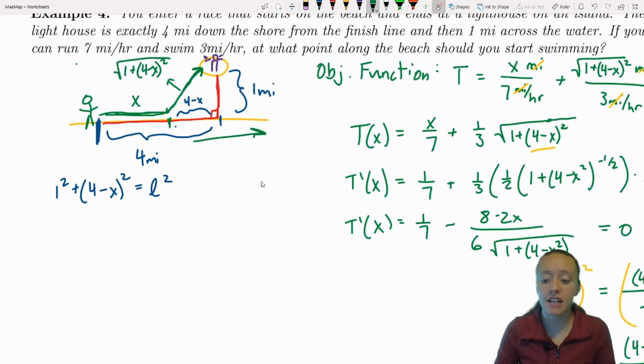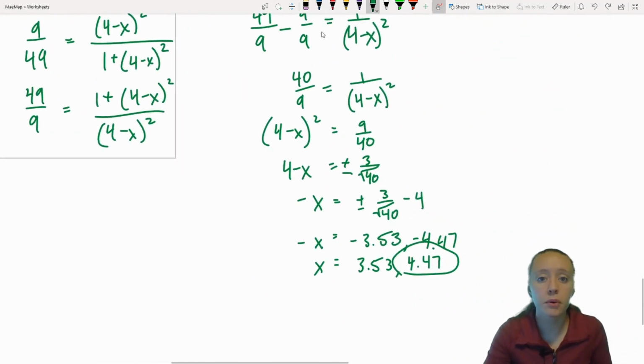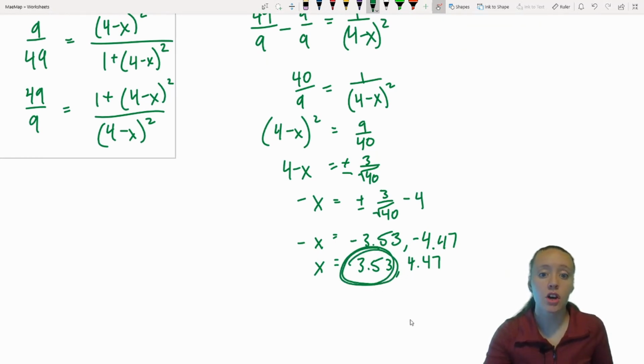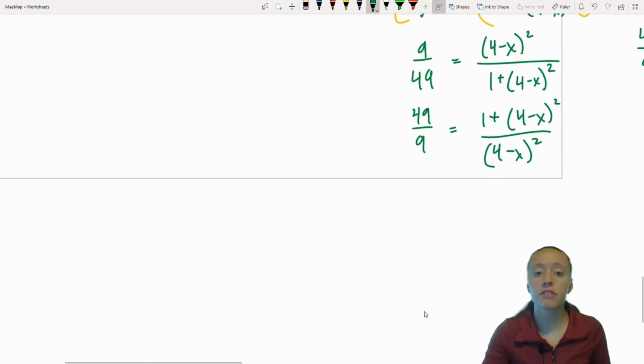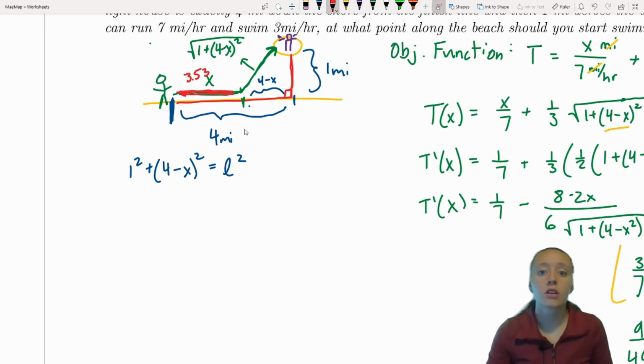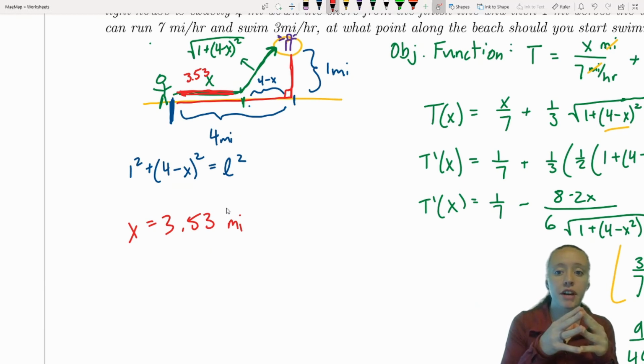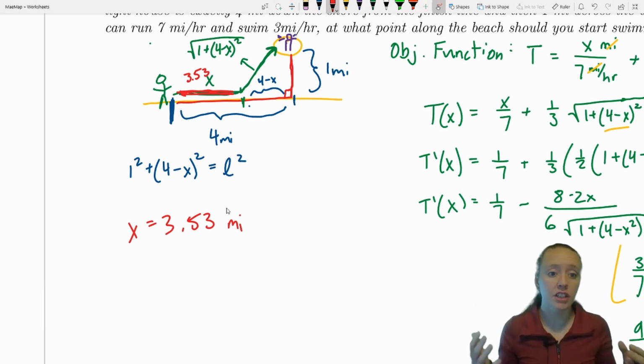That doesn't make any sense. So my x is going to be not 4.47, but 3.53. So I'm going to run 3.53 miles down the beach before I jump in the water and begin to swim. So if x is equal to 3.53 miles, that's the point where I jump into the ocean and start to swim. So if I know that my x is 3.53 miles, how far do I actually wind up swimming?